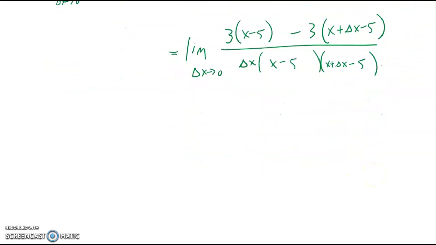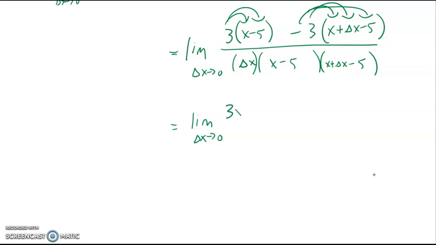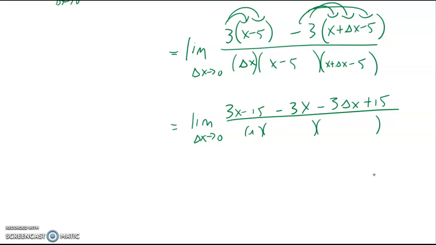Now, the goal really is, right, to cancel this out because I can't plug in 0 here, or I'd be dividing by 0. So that's ultimately the goal, is to get rid of that. So let's see what happens when I distribute that. Notice how I keep writing limit because I haven't taken the limit yet. So the limit is equal to the limit, 3x minus 15 minus 3x minus 3 delta x plus 15 all over the same denominator.